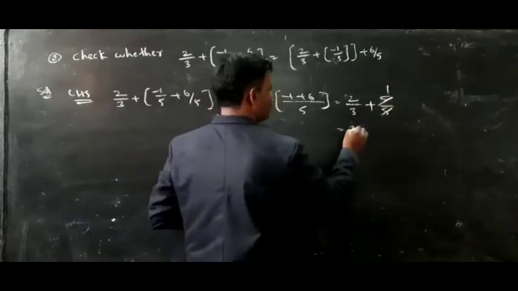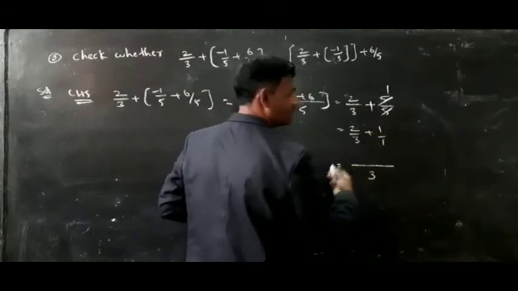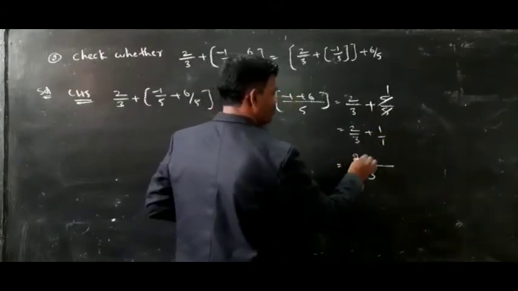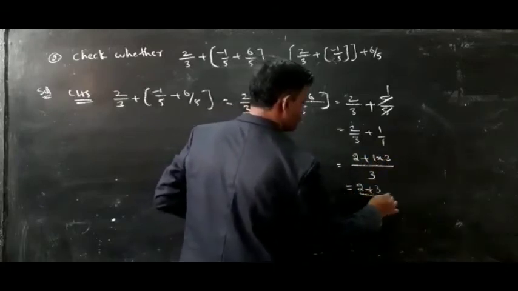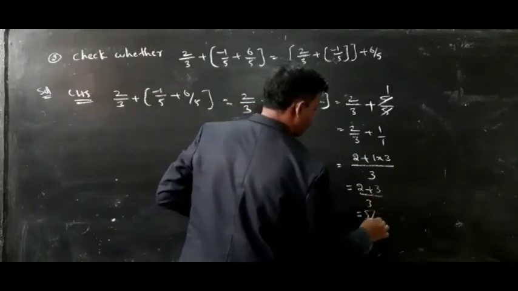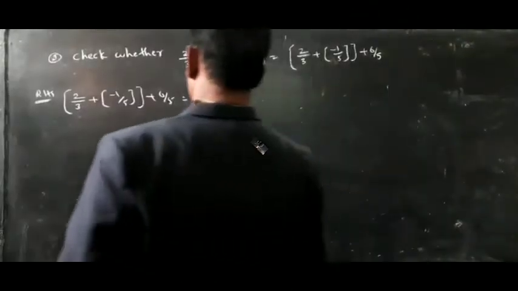What is the remaining here? 2 by 3 plus 1. What is the LCM? 3 is the LCM. So remaining 2 plus 1 into 3 over 3 is equal to 2 plus 3 by 3 is equal to 5 by 3. So the value of the LHS is 5 by 3.